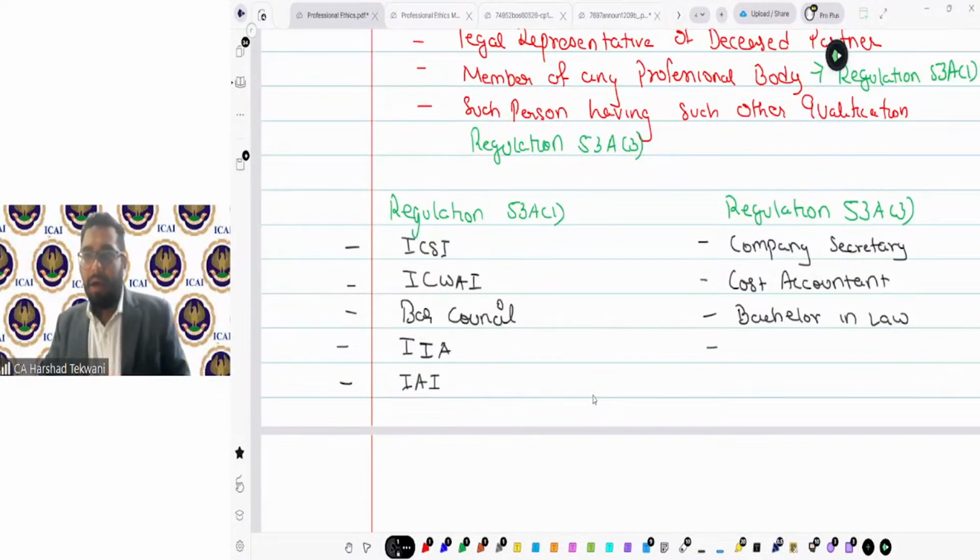Again, when I say Indian Institute of Architects, it is bachelor in architecture. Architect, whatever you call it, but it should be an institute recognized in law. So bachelor's in architecture. Then when I spoke about actuaries, the course of actuary, that is within the meaning of the Actuaries Act.